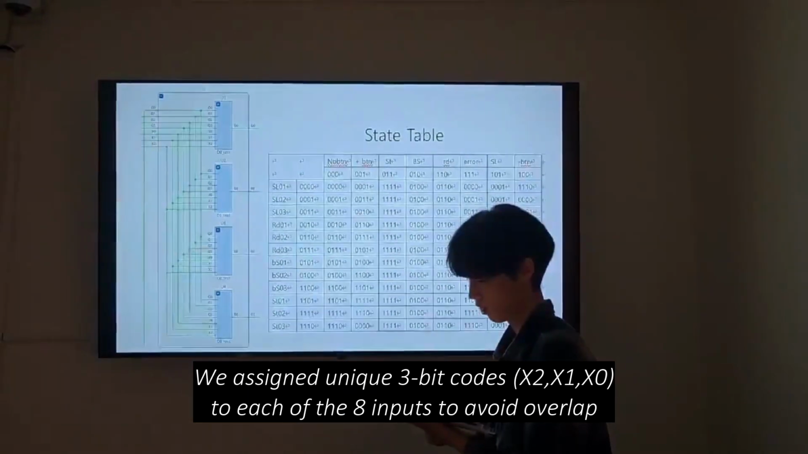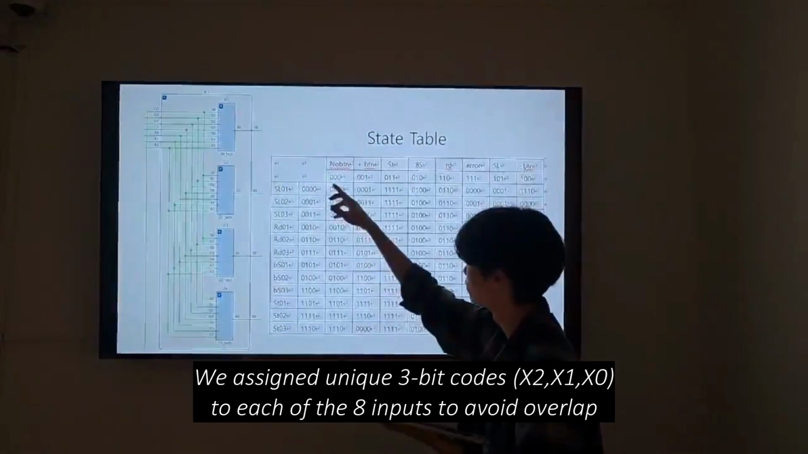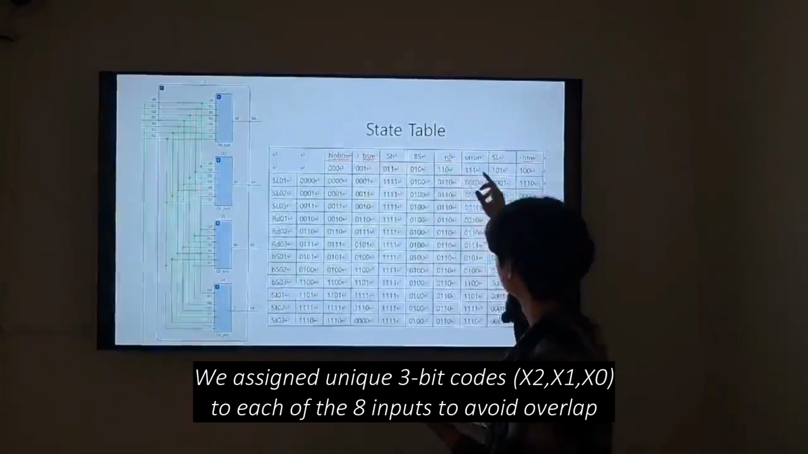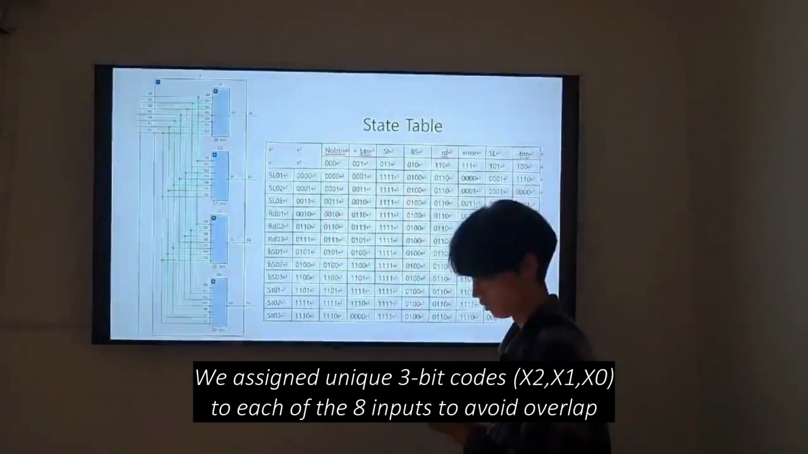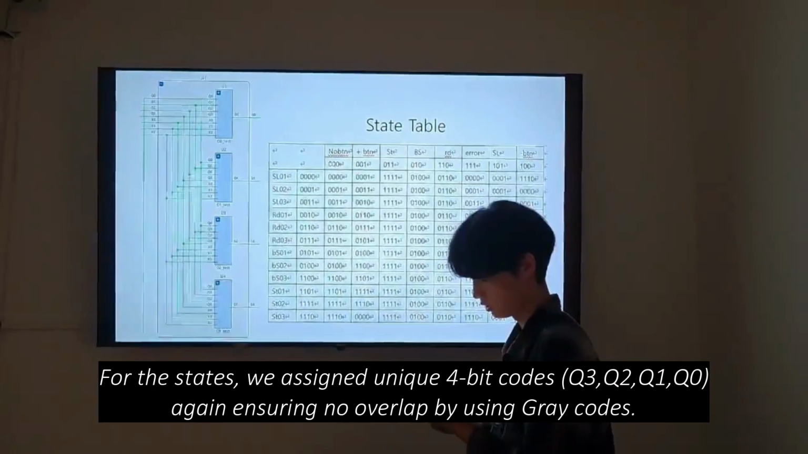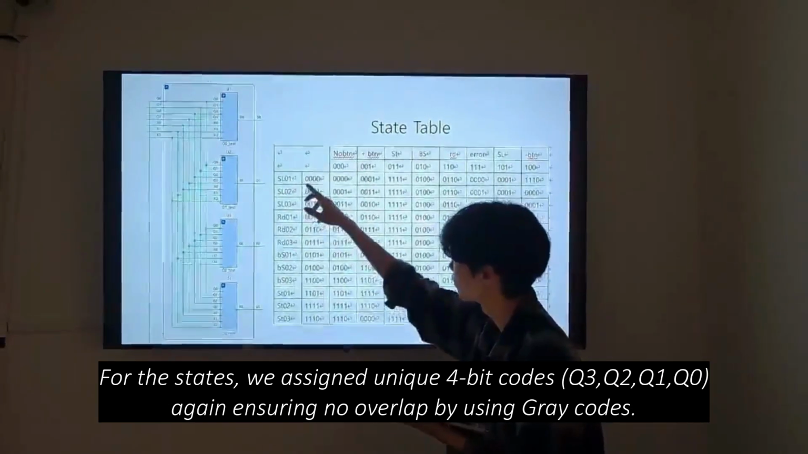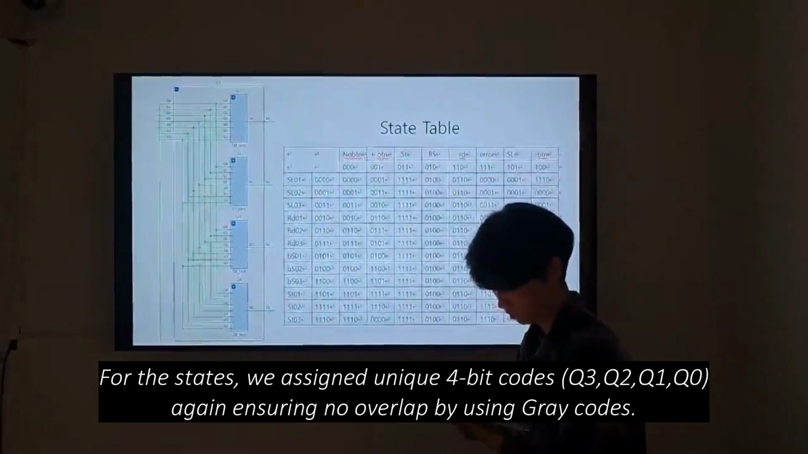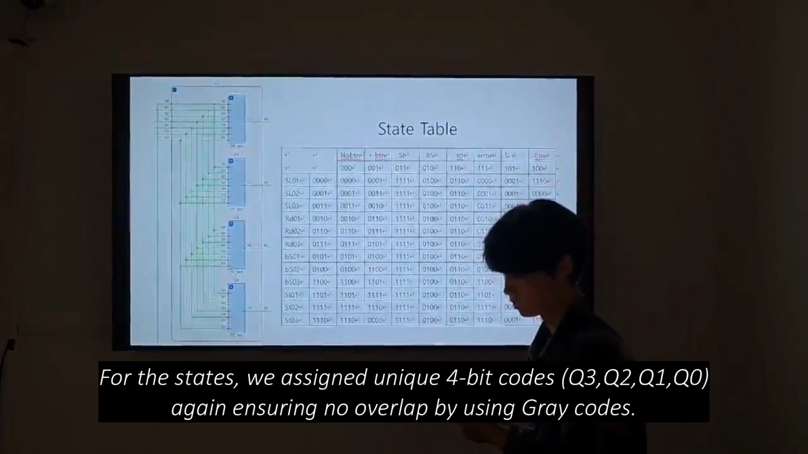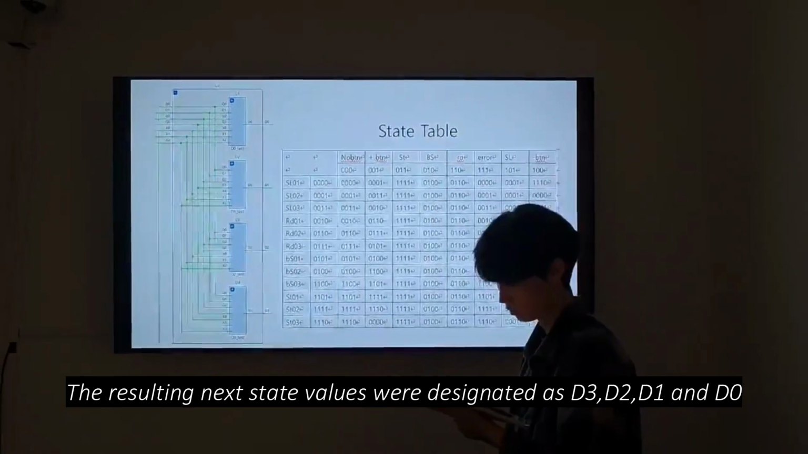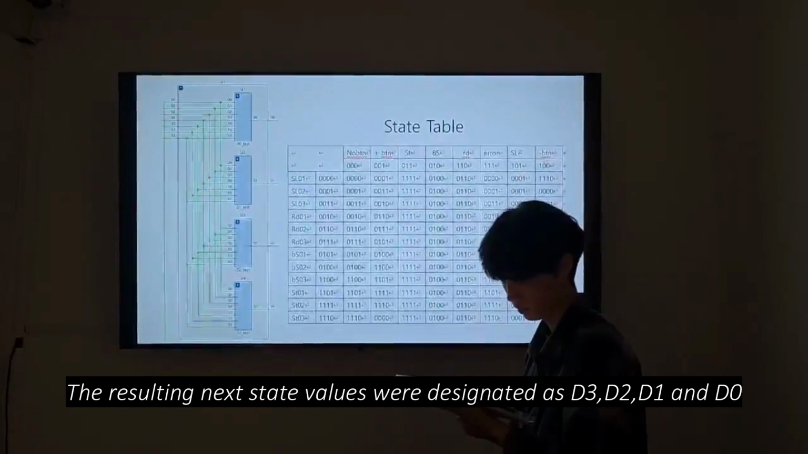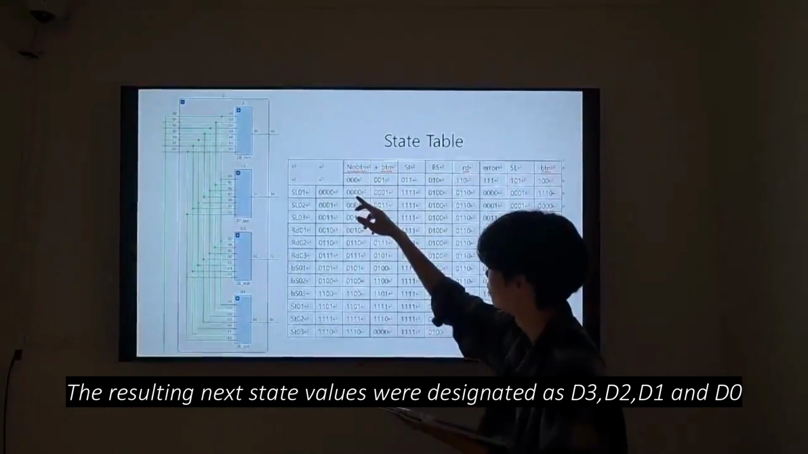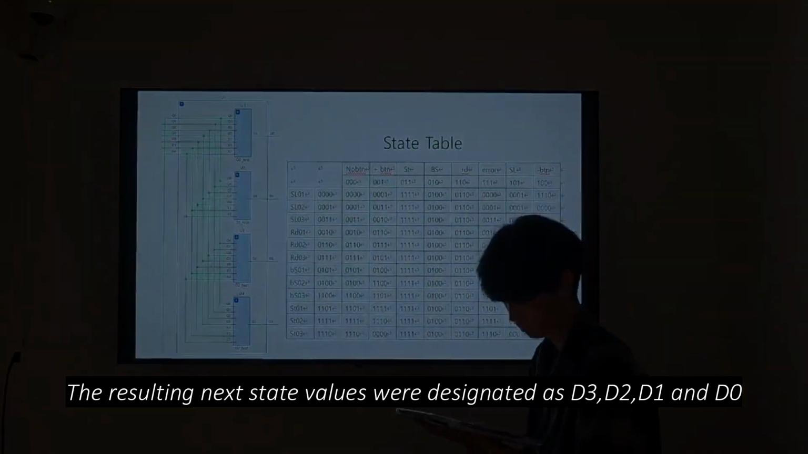We assigned unique 3-bit codes x2, x1, x0 to each of the inputs to avoid overlap. For the states, we assigned unique 4-bit codes Q3, Q2, Q1, and Q0, again ensuring no overlap by using gray code. The resulting next state values were designed as D3, D2, D1, and D0.